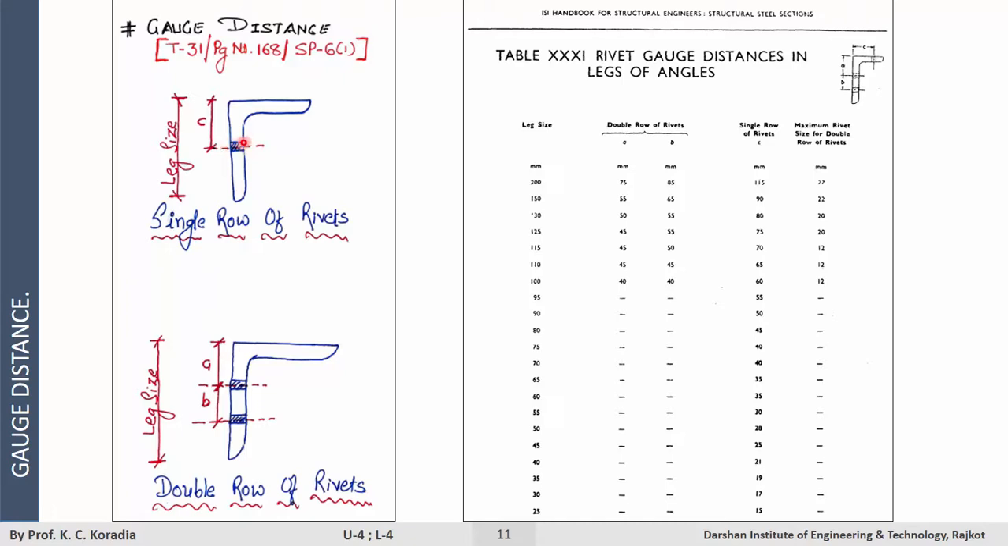Here, for an angle section, the code has given the gauge distance in the leg of the angles. For a single row of rivets or bolts, the hole distance should be C from the corner of the angle. And for a double row of rivets or bolts, the gauge distances should be A and B from the corner of the angle, as shown in the figure. The values of A, B and C are tabulated in Table 31, page number 168 of SP6 Part 1.